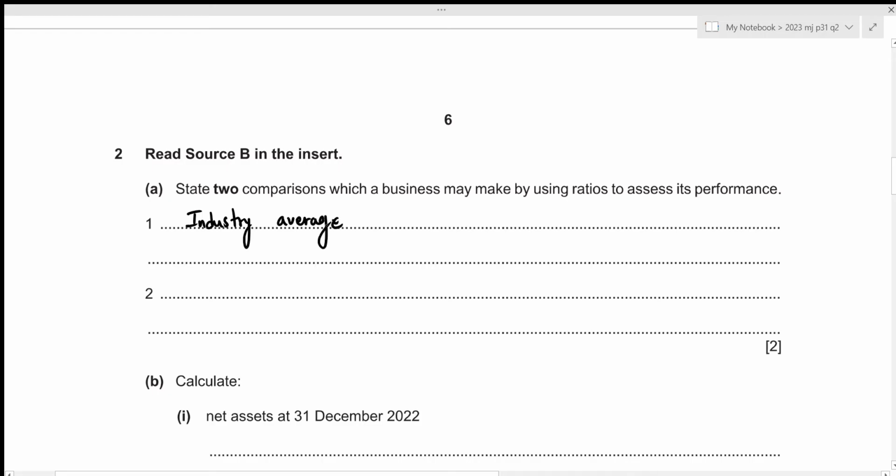The next thing is intercompany comparison. We can also compare our ratios with that of competitors' ratios. So that will be our intercompany comparison.